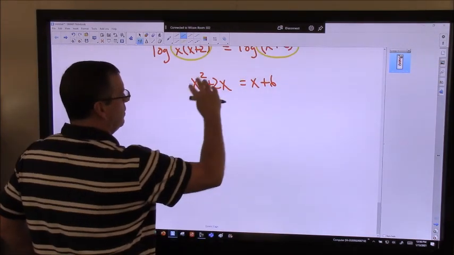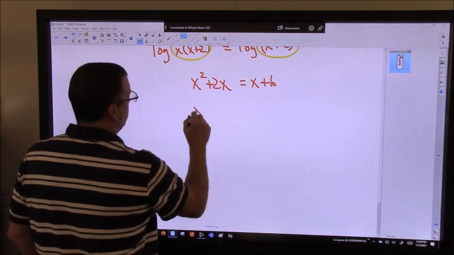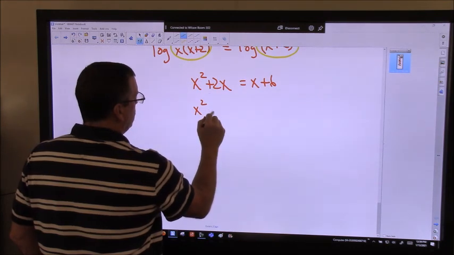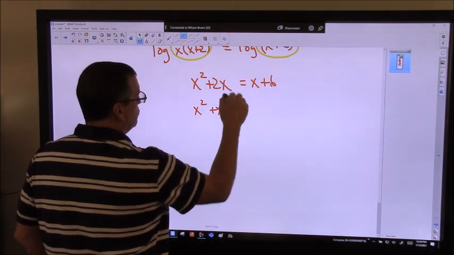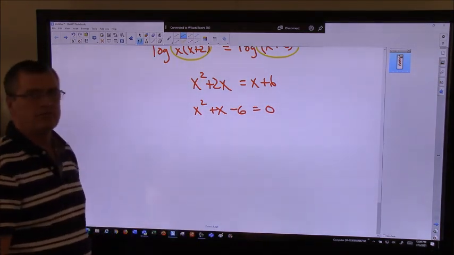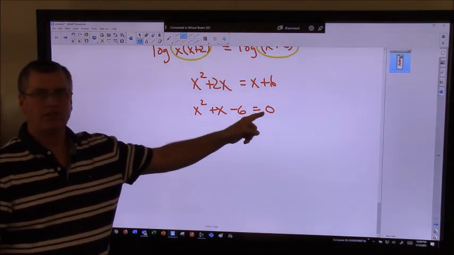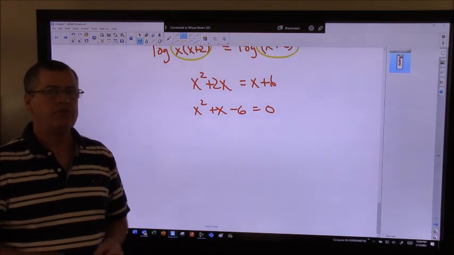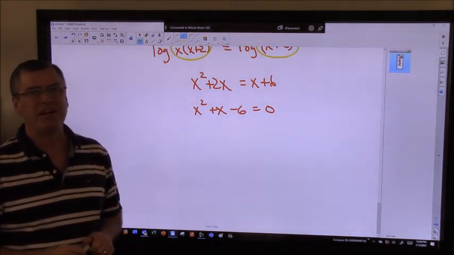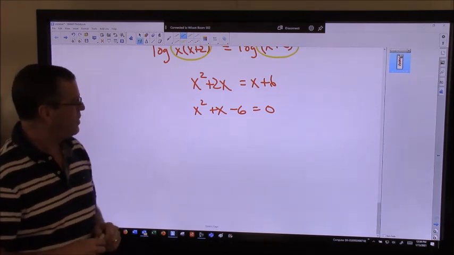So let's get everything on one side. We'll set it equal to 0. So I've got x squared. If I bring this x over and subtract it, I get plus x. Bring the 6 over, it becomes negative. You have to do this. It has to be set equal to 0. I still don't think some people have gotten that. And I'm not sure how, because I've said it a lot of times, right? It's got to be set equal to 0.